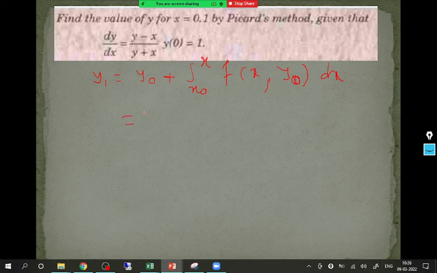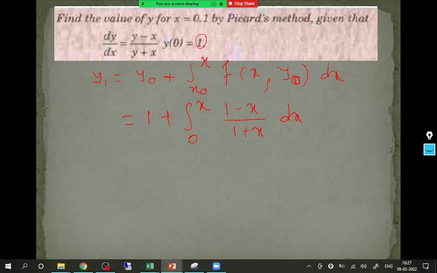Now, what is y0 here? It is 1. The limit is 0 to x. What is f of x comma y0 now? It is 1 minus x upon 1 plus x, because it is y0 minus x upon y0 plus x, and the value of y0 is 1. Any doubt up to here? Now tell me, how will you integrate?